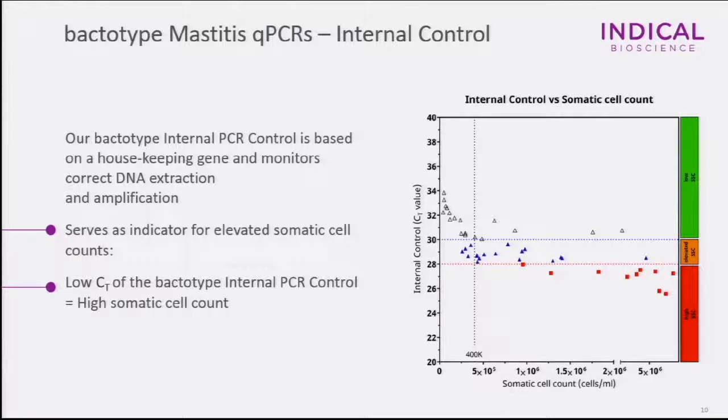Basically, the internal control is set up so that it should come up between CT 32 and 34. And the more somatic cells are in the milk sample, the stronger the signal for the internal control comes up, which means here, for example, if you get a CT value of 28 or lower, this tells you something, and even if the specific target is negative, this is some indicator for potential high somatic cell count, and you should take a closer look at such a sample. So some additional diagnostic value.